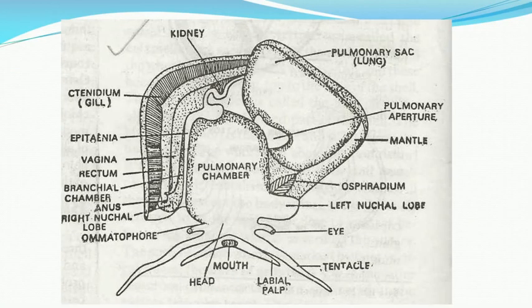In this picture you can get a clearer view of the ctenidium or gill, epipodium, and this osphradium, the left nostril lobe or pseudopodium, and here the right nostril lobe. Then this pulmonary sac, also known as the lung. Here you can see the kidney, which we'll be studying in the next slide.